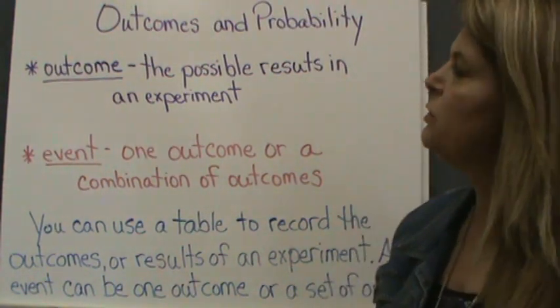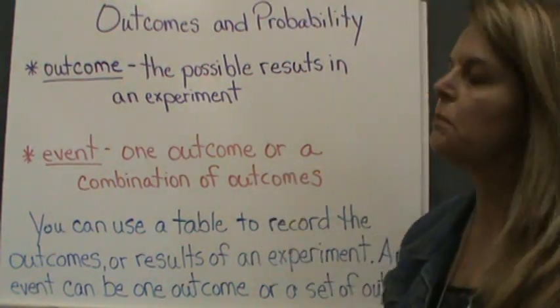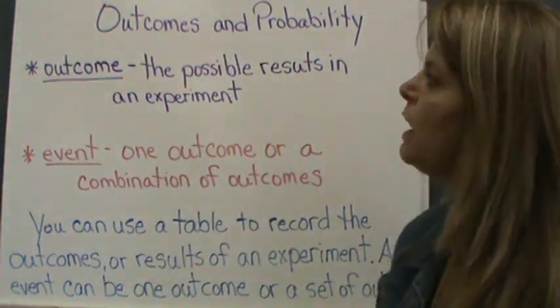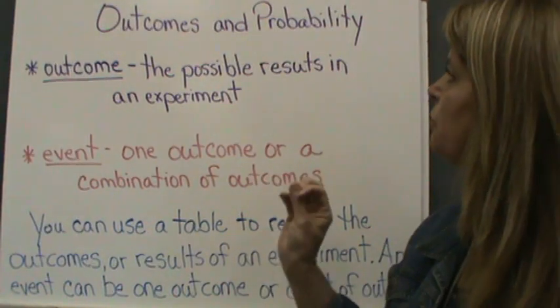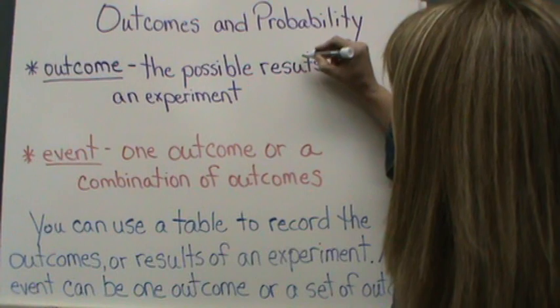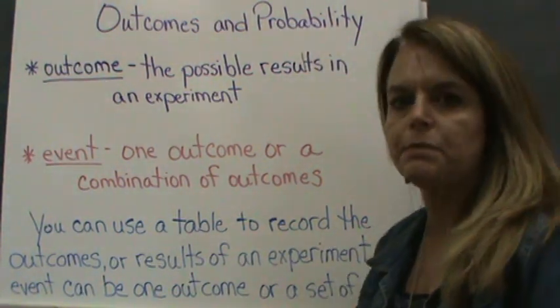This video is to help you predict outcomes and probability. So first, a couple definitions. What is an outcome? An outcome is the possible results in an experiment. I left my L out. Possible results in an experiment.